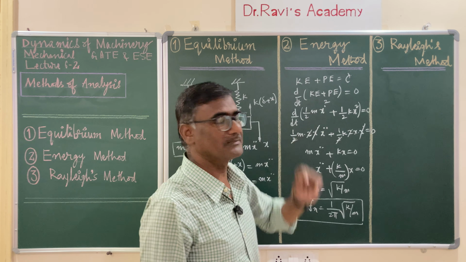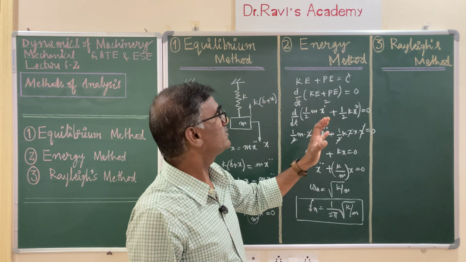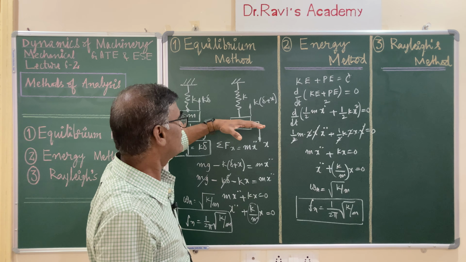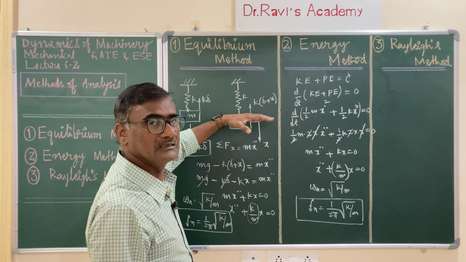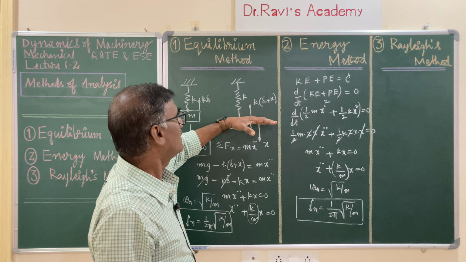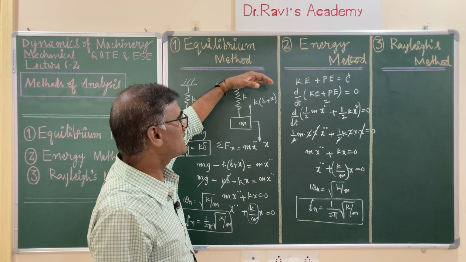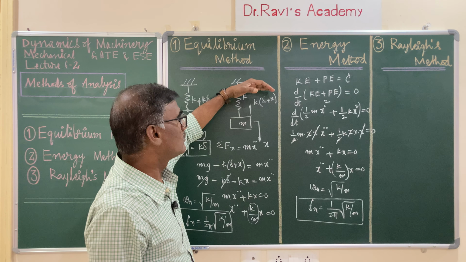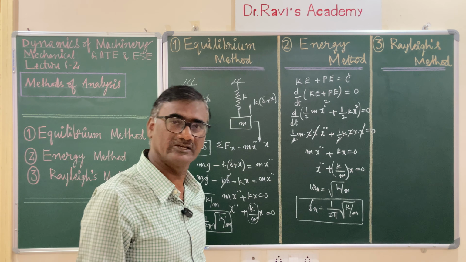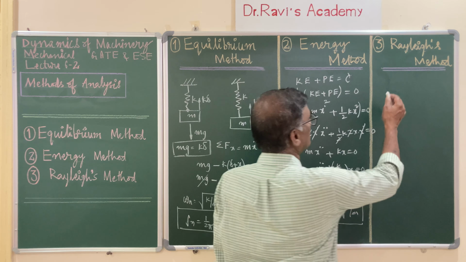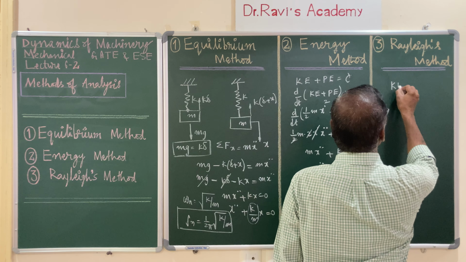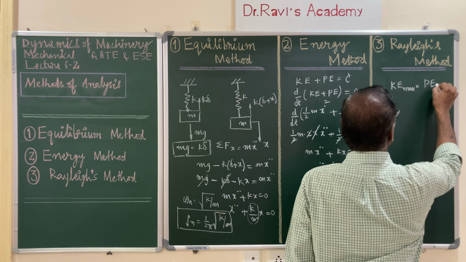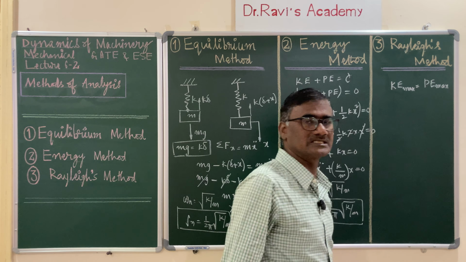Third method is Rayleigh's method. Rayleigh's method is a modified form of energy method only. As you know, a spring mass system will have the maximum kinetic energy exactly in the mean position, and as it goes up to the maximum displacement, there you have maximum potential energy and kinetic energy becomes zero. So that means your maximum kinetic energy is equal to maximum potential energy. That is Rayleigh's theorem. So KE max is equal to PE maximum. Both are equal at extreme positions.